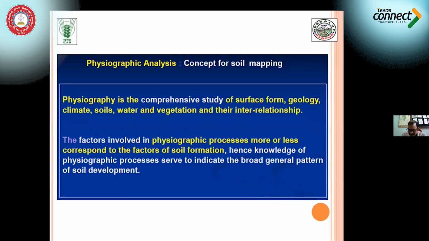As I said, soil is a function of these five factors, and in addition to that, there are some soil forming processes. In every region, all the soil forming factors are present, but the dominance of process may be different. So accordingly, the soils vary from region to region.